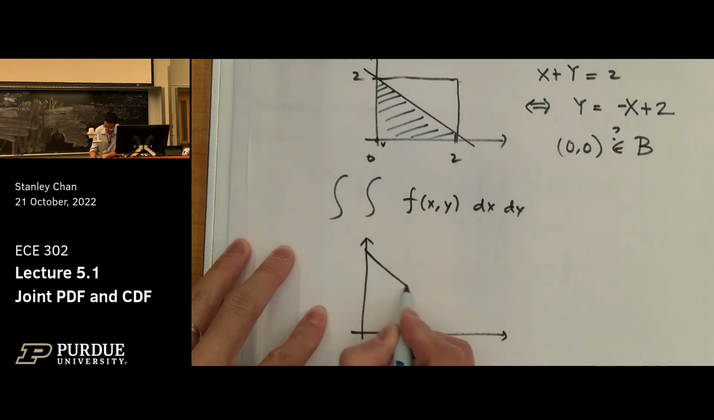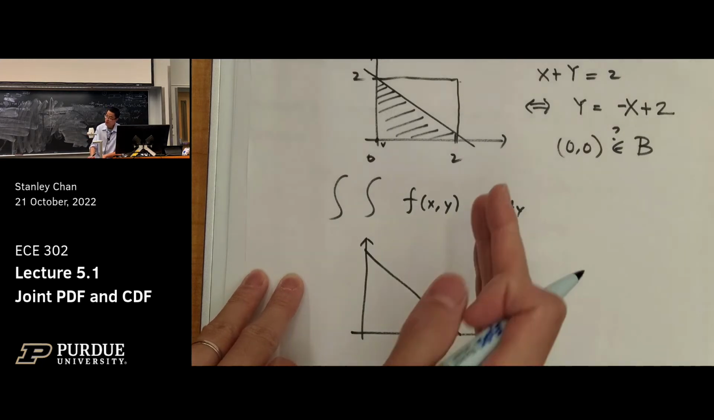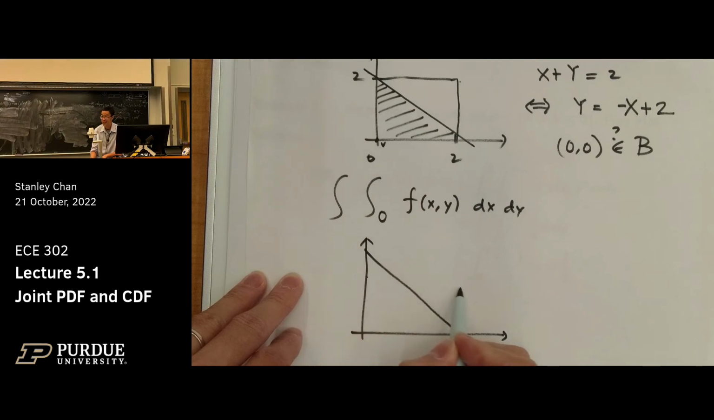You have this shape to integrate. Give me a choice. Do you want to go with x first, or do you want to go with y first? X first, okay, and then I'm going to show you how to do y first. If you want to go with x first, where do you start? 0, okay, so let's start with 0. Where do you stop? Stop at 2? If you stop at 2, then you're done. No. Okay, you're dead. Yes?